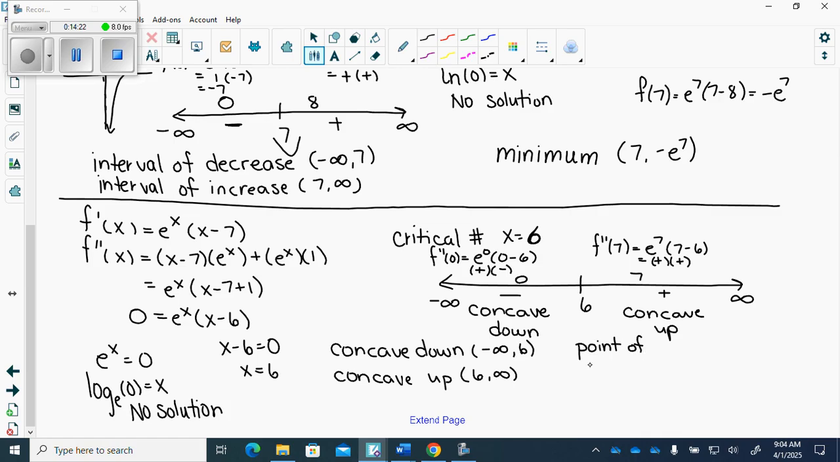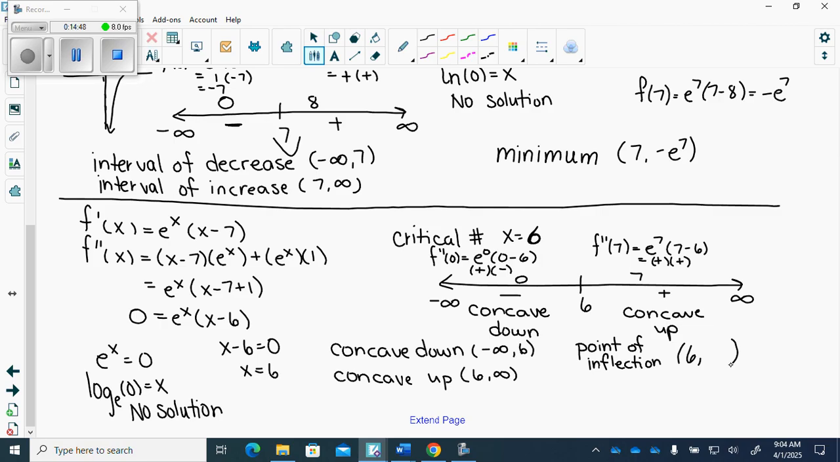The only time it's not a point of inflection is if at the very beginning we decided it was a point of discontinuity, removable discontinuity, or an asymptote, correct? If it's none of those things, if the domain is all real numbers, that's a point of inflection. Critical number of the second derivative. So it's at 6 and something. Where do we plug it in to get the something? The original, because we want the point of inflection on the original graph, correct?